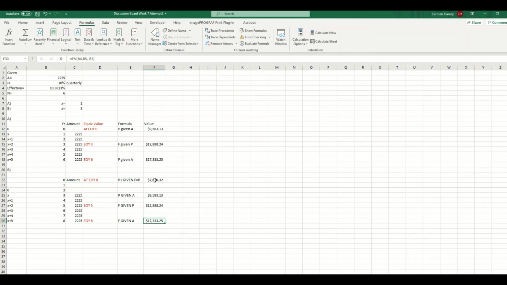You just have an intermediate step on this one, on B, right here to get this, since the equivalent at end of year 0 is actually slightly shifted by a couple years. So, all right, thank you.